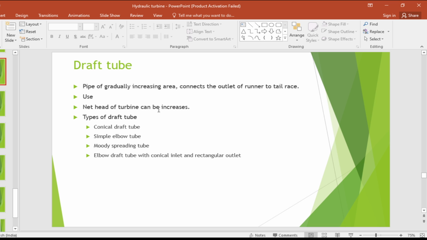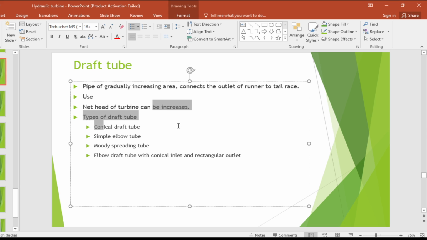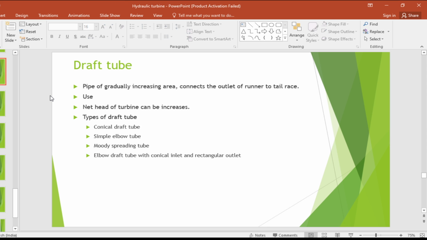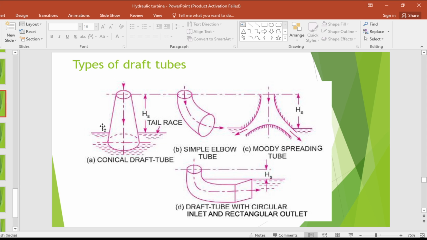Now the types of draft tube. Here I have listed different types of draft tube. First is the conical draft tube, second is the simple elbow tube, third is the Moody spreading tube, and last is the elbow draft tube with conical inlet and rectangular outlet. These are the different types of draft tube. I'll show the diagram so that you can easily understand.